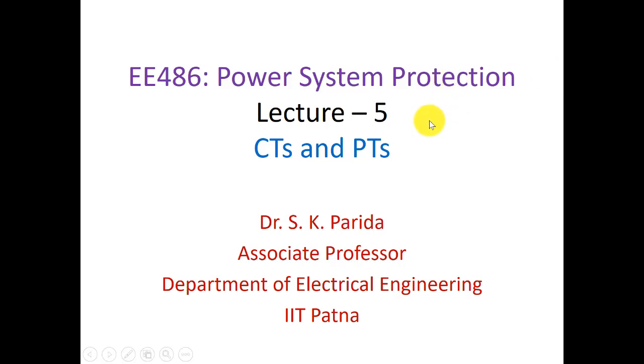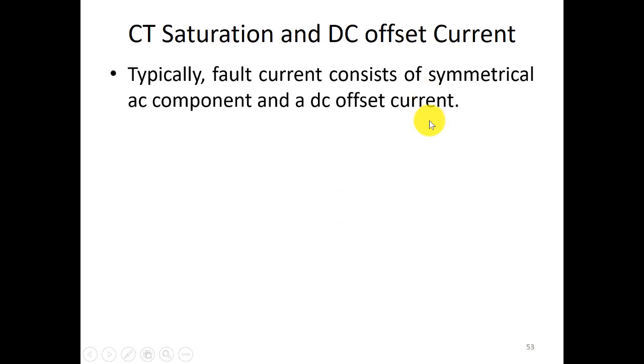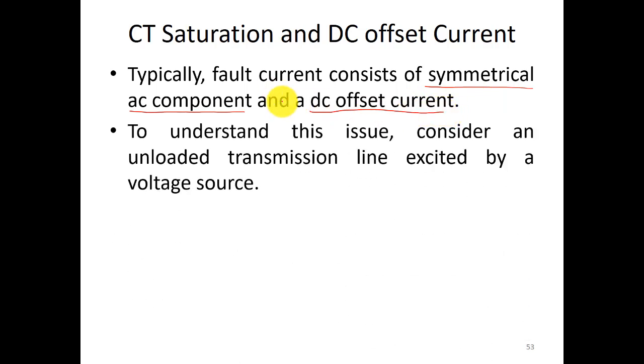CT saturation and DC offset current. Typically, fault current consists of symmetrical AC components and also a DC offset current. How is the DC offset current produced? It is because of the inductive nature of the transmission line or various loads connected to the circuit.